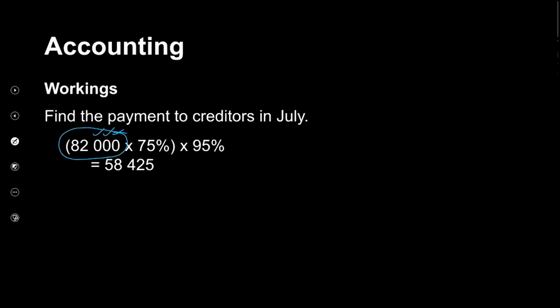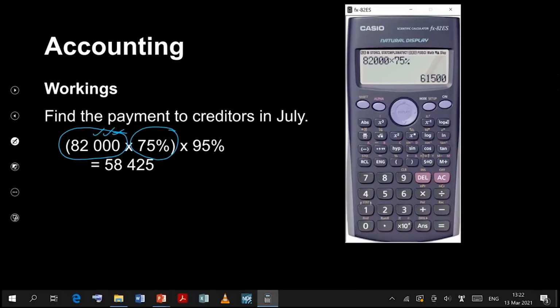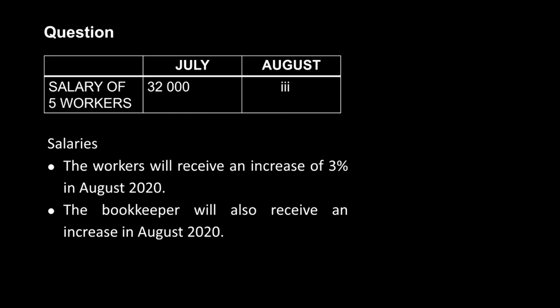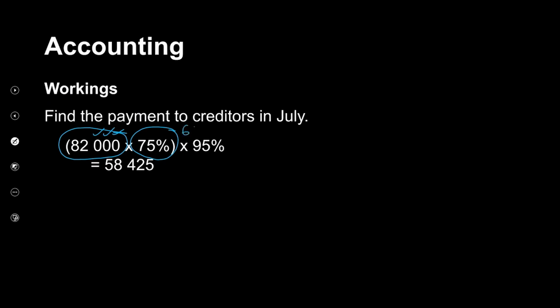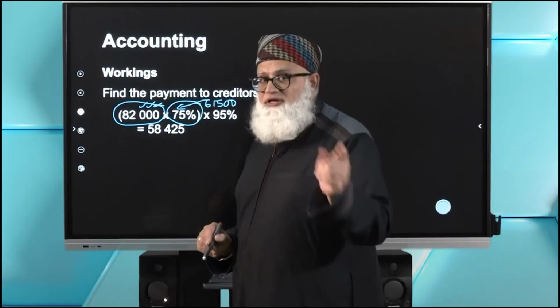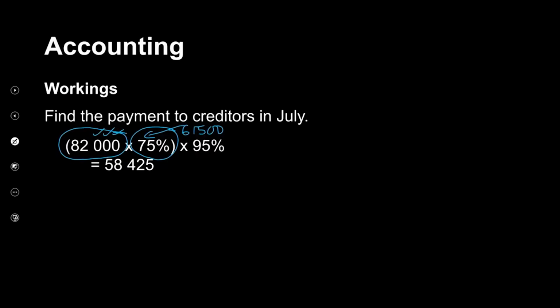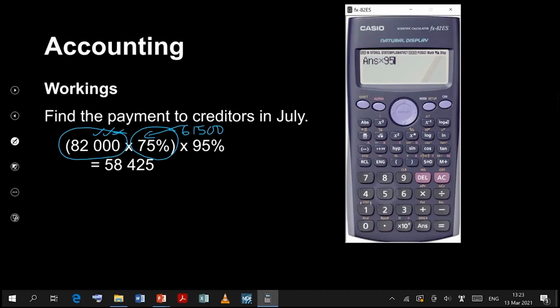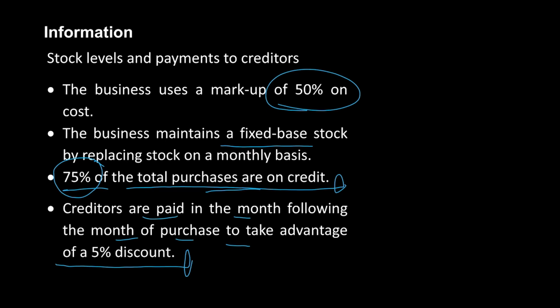So therefore, we took our figure of 82,000 Rand, which we calculated, times the 75%, and we worked it out to be 61,500. Okay? Here we go. That's just a component of that calculation. I'm just showing it to illustrate to you how you got that 61,500. It was your 82,000 times the 75%. Okay, now, how are you expected to make your payment to your creditors in the month following the month of purchases, subjected to a 5% discount? The easiest way to do that is to take the 61,500, watch, times 95%. And you get a figure of 58,425.